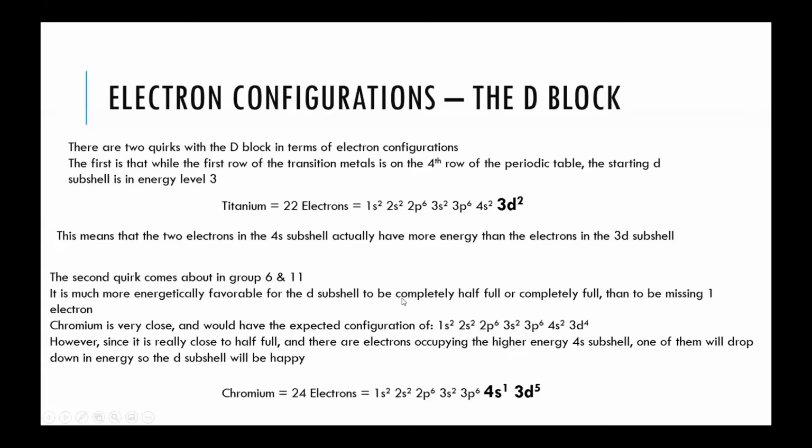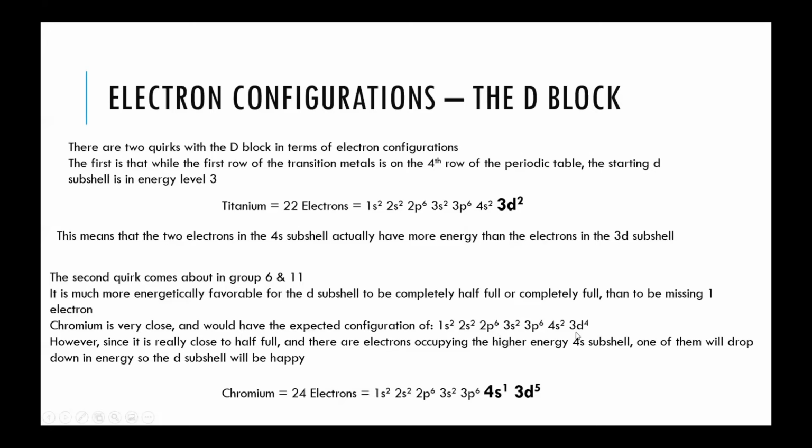The next quirk or strange thing, or at least difficulty, with the transition metals and writing electron configurations comes in groups 6 and 11. So these are elements like chromium and that column, and copper and that column. So where this comes into play is, let's say in the case of chromium, this would be the electron configuration of chromium, ending with 4s2, 3d4.